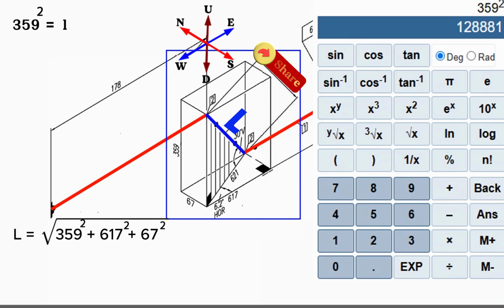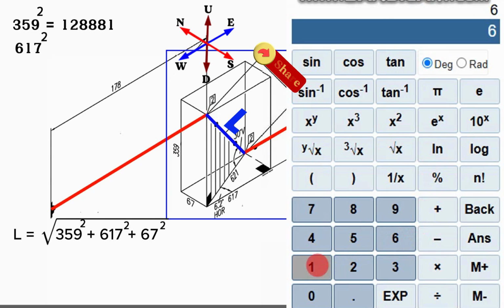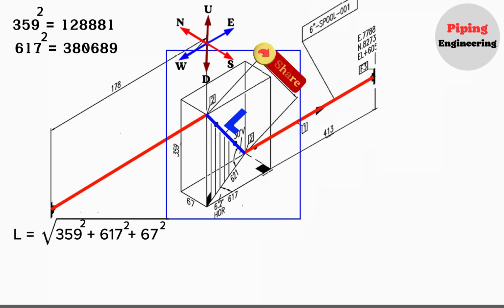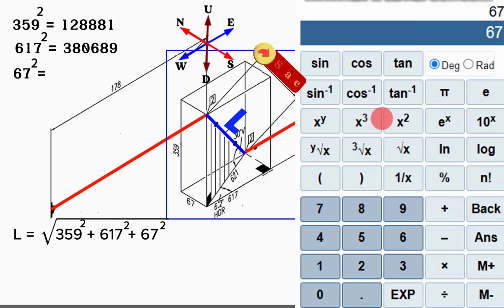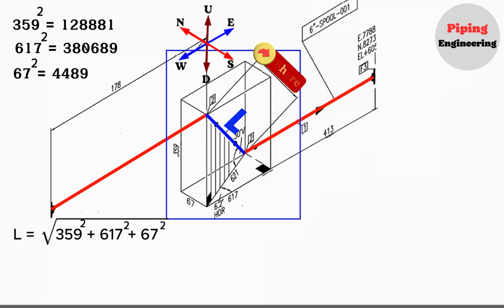359 squared equals 128,881. 617 squared equals 380,689. 67 squared equals 4,489. Now add these results into our formula.